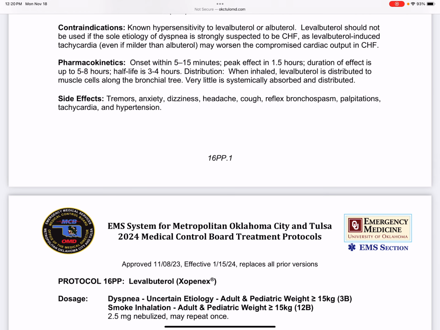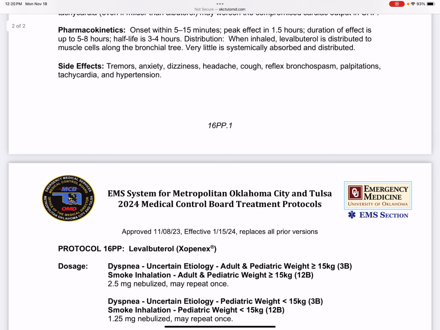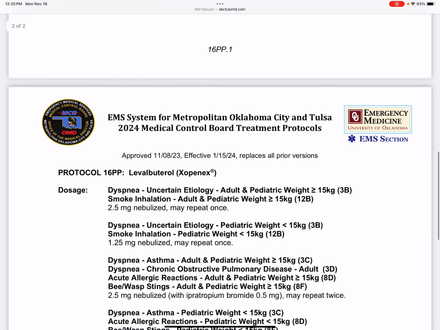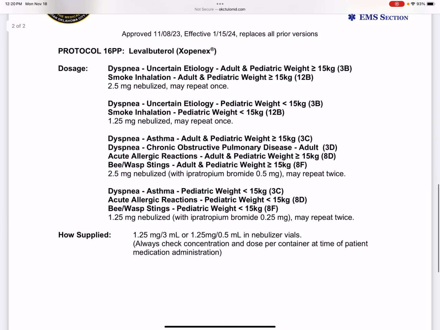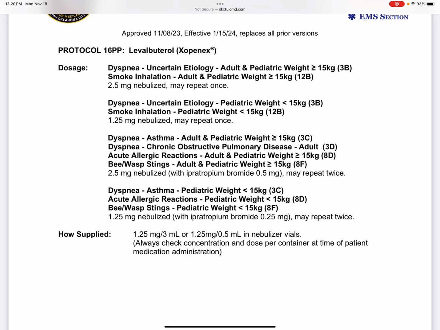Onset 5 to 15 minutes. Peak effect is 1.5 hours. Duration of effect is up to 5 to 8 hours. The half-life is 3 to 4 hours. Distribution: when inhaled, levalbuterol is distributed through muscle cells along the bronchial tree. Very little is systemically absorbed and distributed. The side effects: tremors, anxiety, dizziness, headache, cough, reflex bronchospasm, palpitations, tachycardia, and hypertension.